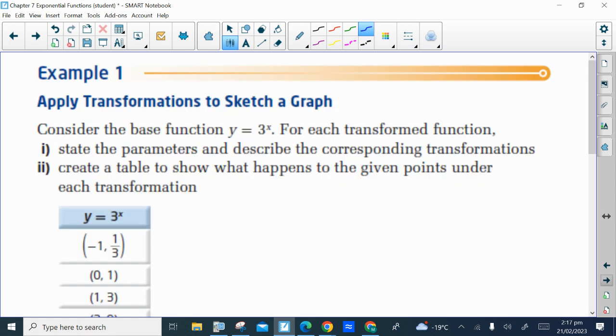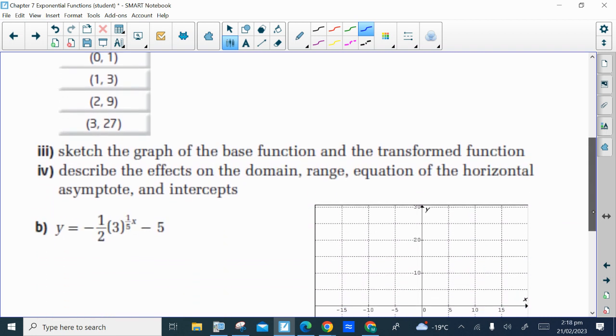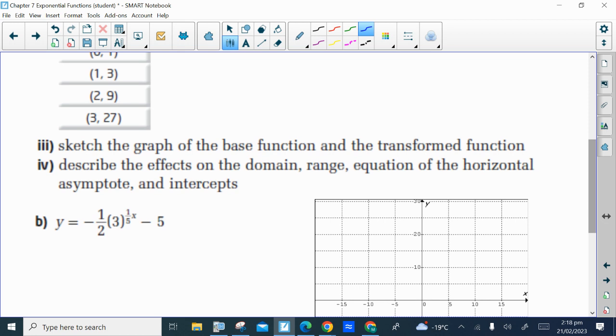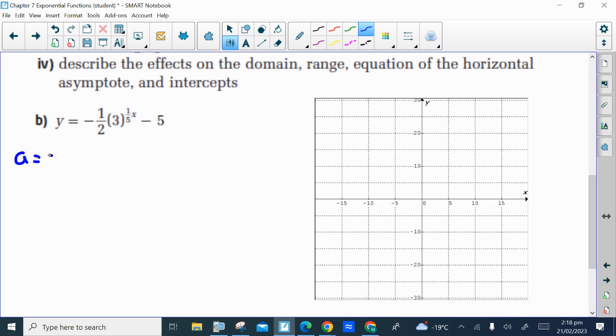So again, we want to start with our base function y equals 3 to the x, and now we're going to transform it to y equals negative 1/2 times 3 to the power 1/5 x, take away 5. So again, we'll start with our a and b values. Always do our stretching and reflecting first. The first thing we see here is that we have an a value of negative 1/2, and you have to remember that causes two different transformations.